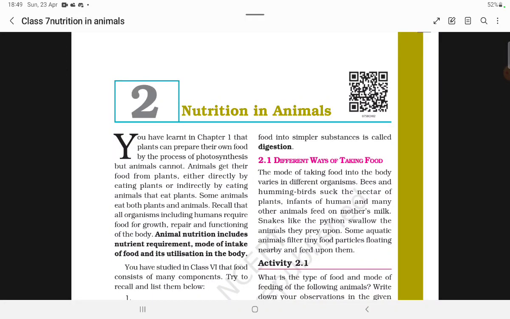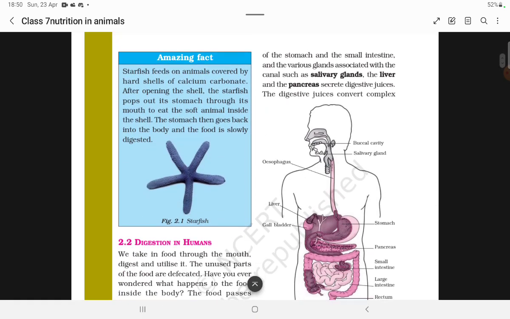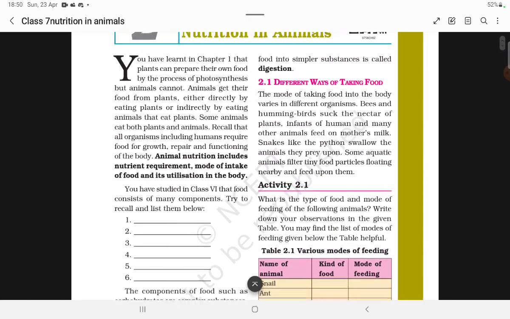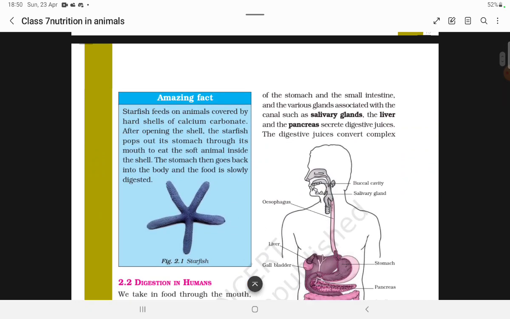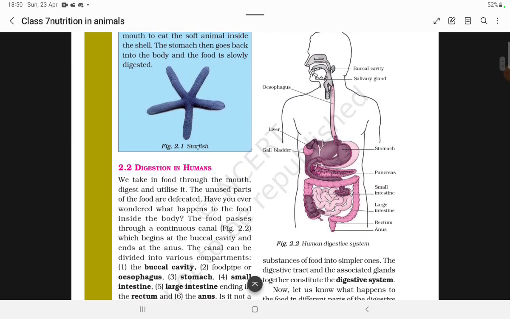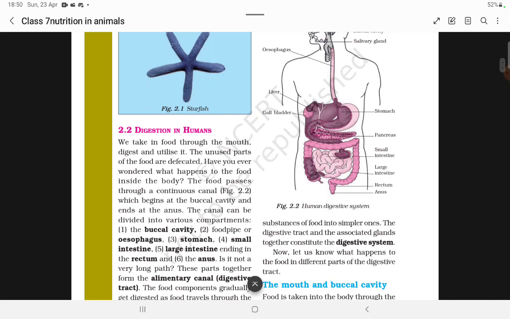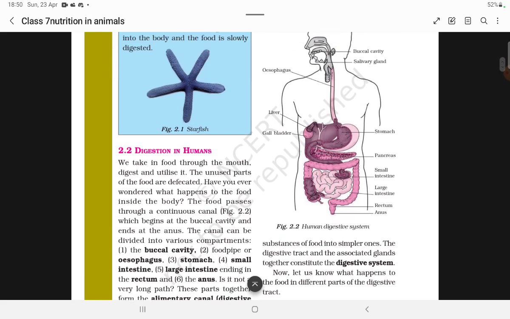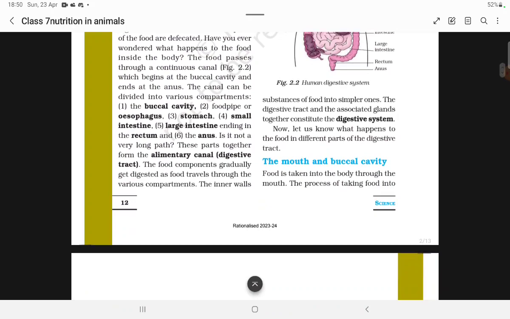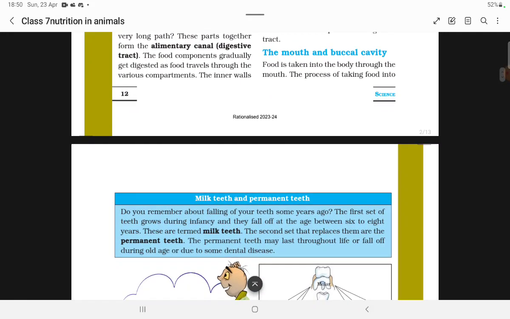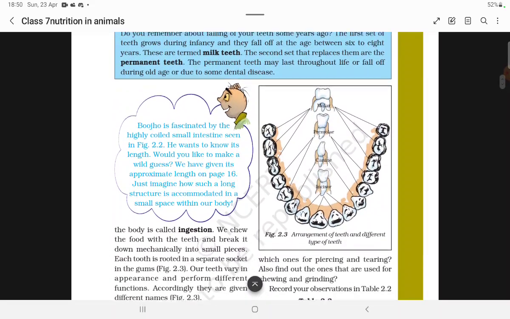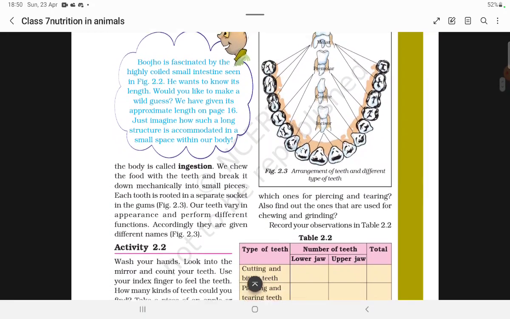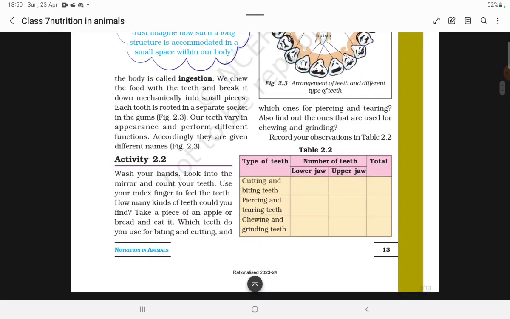This is lesson number 2, Nutrition in Animals, class 7, and we have already studied the topic of nutrition, digestion, and how the glands work for digestion, then digestion in humans, the alimentary canal, the entire digestive system. We have learned up to the small intestine, what happens in the mouth and the buccal cavity, the different types of teeth and their work which is required during digestion, and what ingestion is.